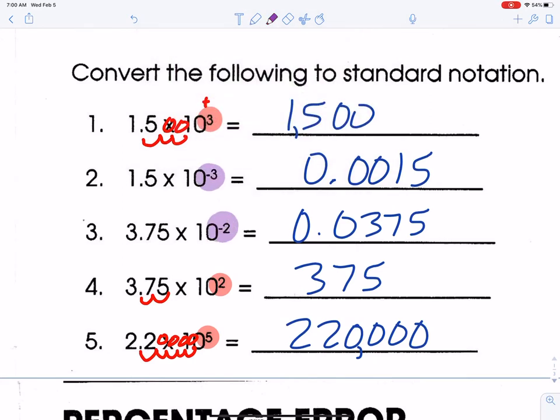When it's this negative 2 and negative 3, now I know to go to the left. So I go over 1, and I've got to go over 2 more. So 1, 2. I fill those in with zeros, and that's where my decimal is. I've got to go over 1, then over 2, fill in a 0, decimal goes there. This 0 here is totally optional. It doesn't need to be there at all.